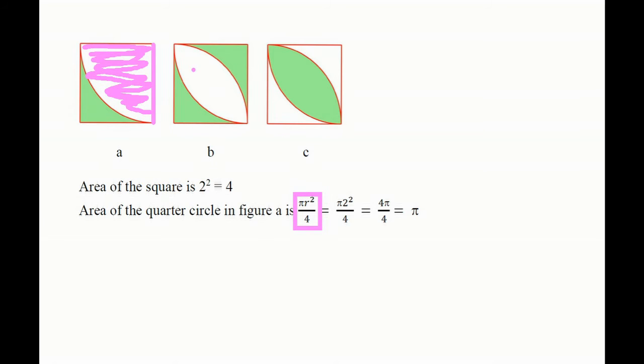Of course, r for this problem is 2. That's where this 2 is coming from. Now 2 squared is 4. 4 pi divided by 4 is pi. I'm going to leave pi as pi. You can replace it with 3.142 and you'll be fine, but I'll leave it alone for now.